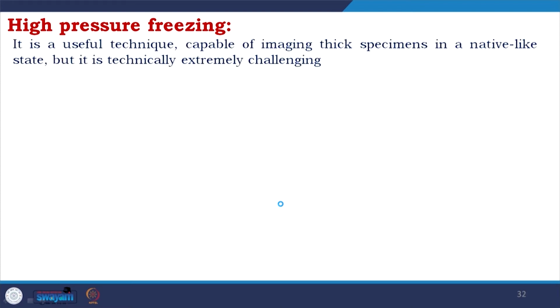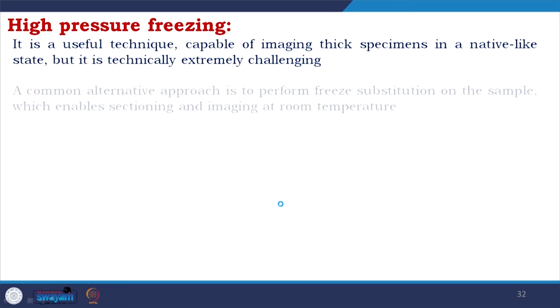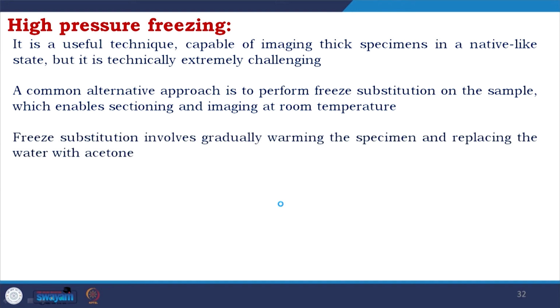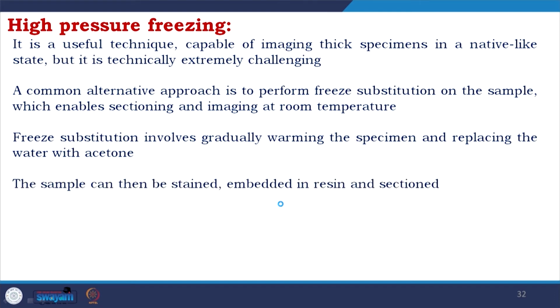High pressure freezing is a useful technique capable of imaging thick specimen in a native like state, but it is technically extremely challenging. A common alternative approach is to perform freeze substitution on the sample, which enables sectioning and imaging at room temperature. Freeze substitution involves gradually warming the specimen and replacing the water with acetone. The sample can then be stained, embedded in resin and sectioned.